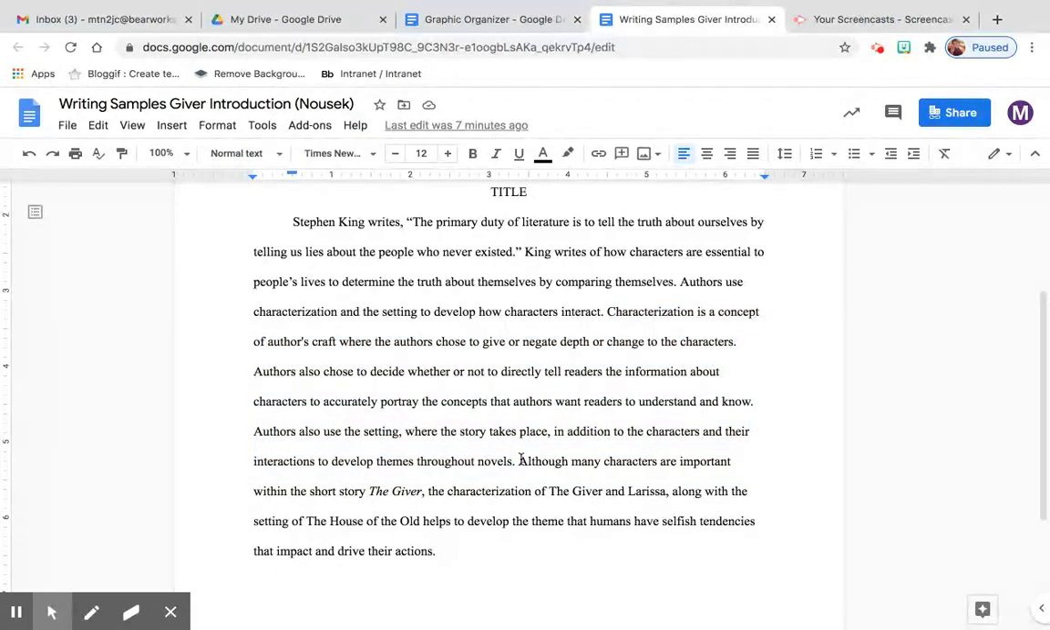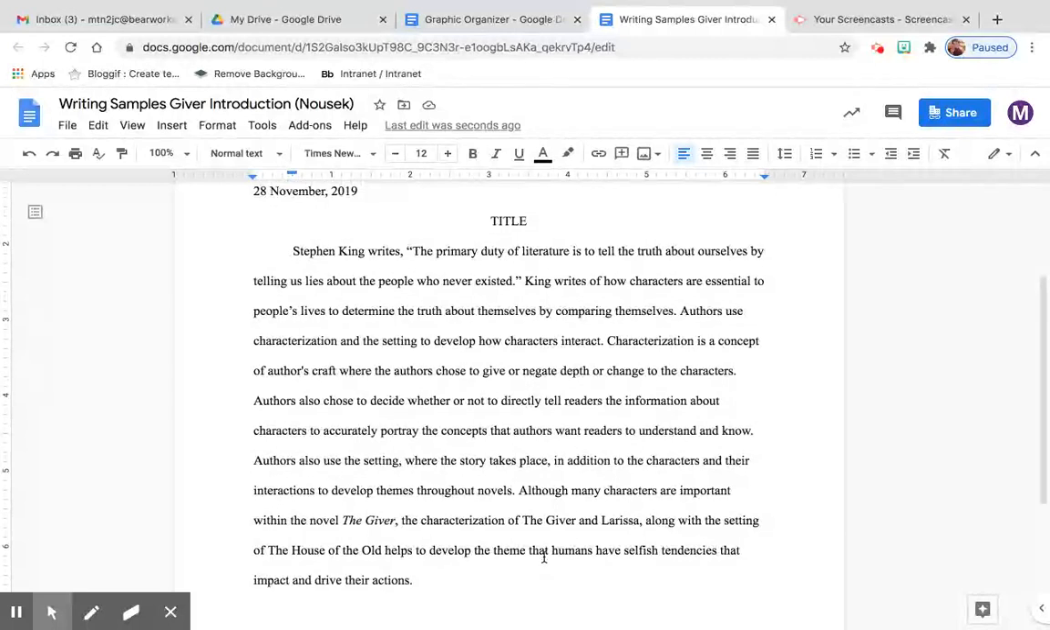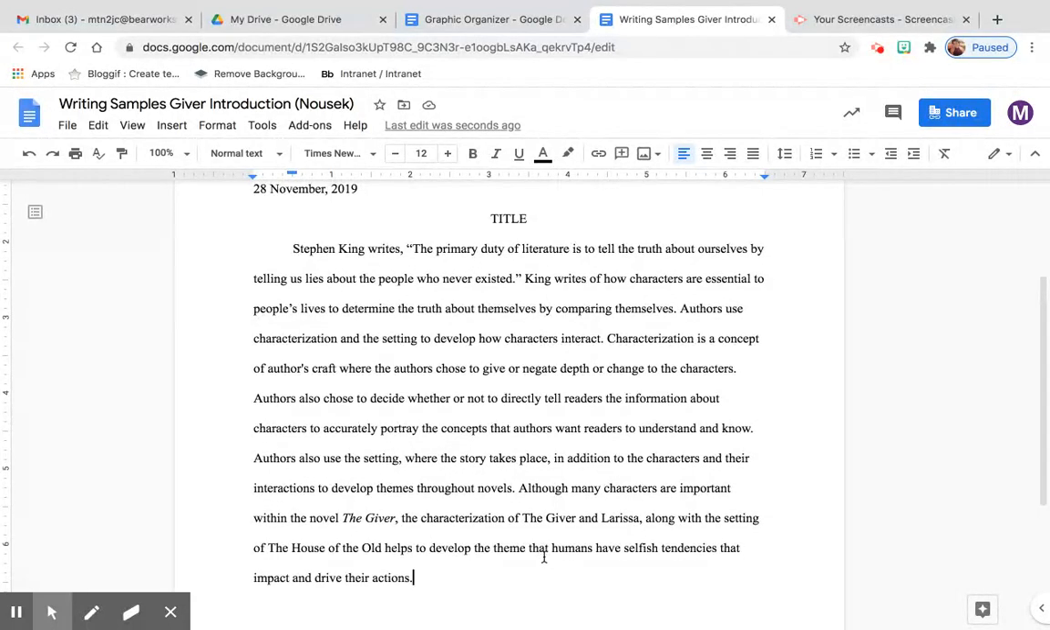And finally, we have our thesis, okay? We have, although many characters are important within the story, The Giver, that should say within the novel, The Giver, the characterization of, and then I specifically say who I'm going to be talking about in my essay. My major character is going to be the giver, and my minor character is going to be Larissa. And then we're also going to talk about the setting, which is going to be the House of the Old. Okay. So these three different things and how they all help to develop the theme. Okay. And we want to specifically say our theme. And that's what your example of your introduction should look like.